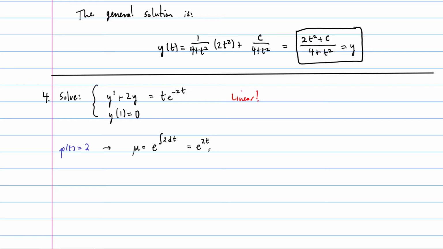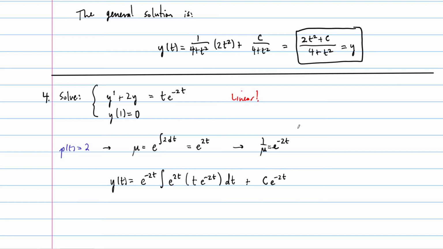And now this goes into our general equation. So let's write the general equation now. So y of t is equal to 1 over mu. By the way, if this is mu, because of the way this is written, then 1 over mu is equal to e to the minus 2t. We can just write it that way, so we don't need to write it as a fraction. And then the integral, we have our mu, so e to the 2t, and then we have our g, so t e to the minus 2t dt, plus constant e to the minus 2t.